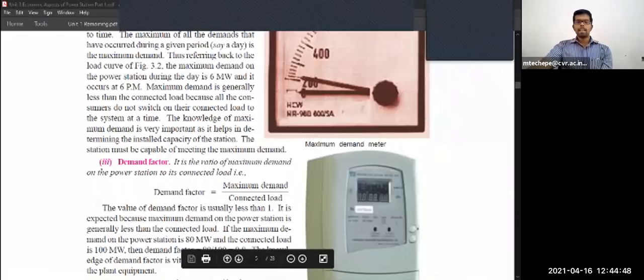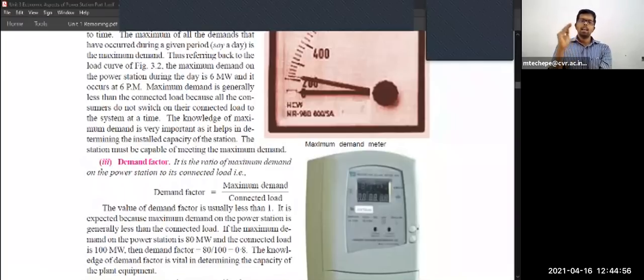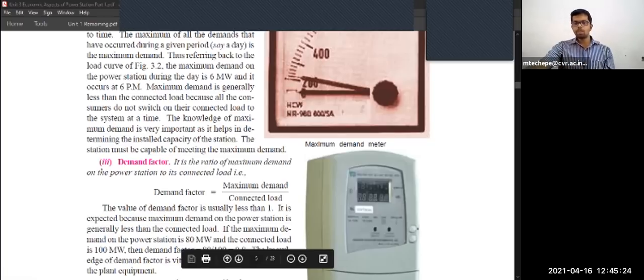We are simply predicting the maximum demand. Say, for example, the maximum demand of a whole state is 13,500 megawatt. We are predicting that, but the connected load is somewhat different, like 13,300 megawatt or 14,000 megawatt. So what we are doing is generating more. Generally, the value of the demand factor is usually less than 1.